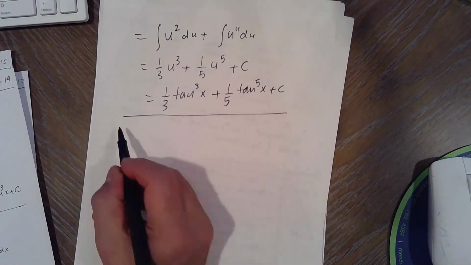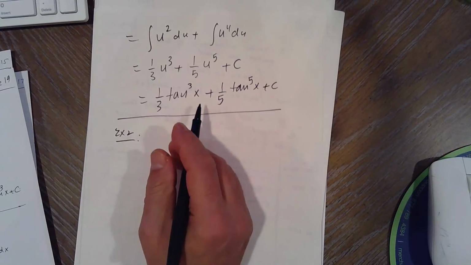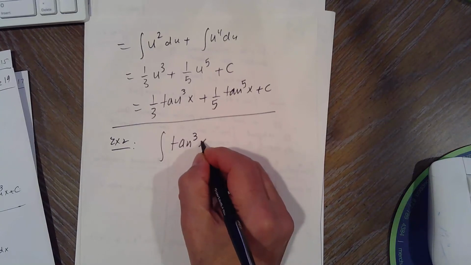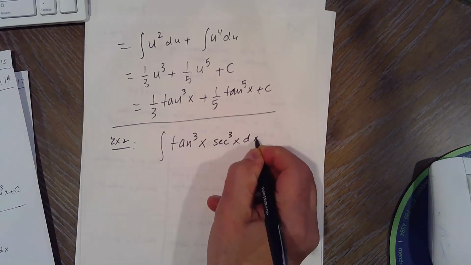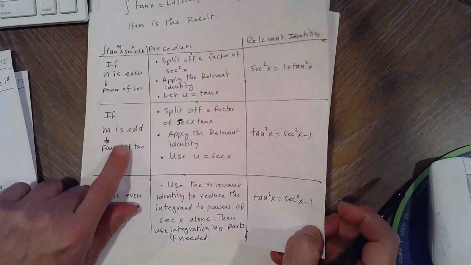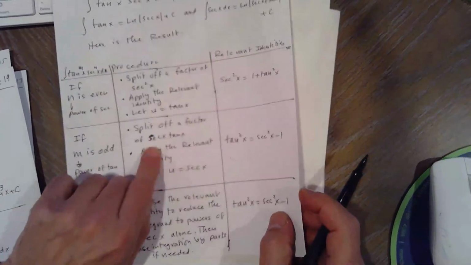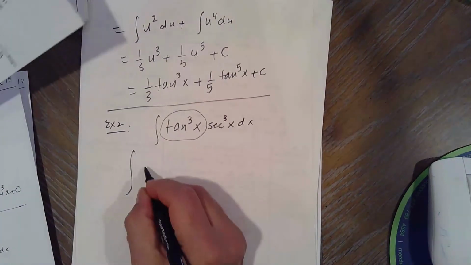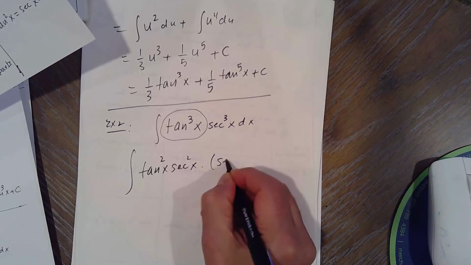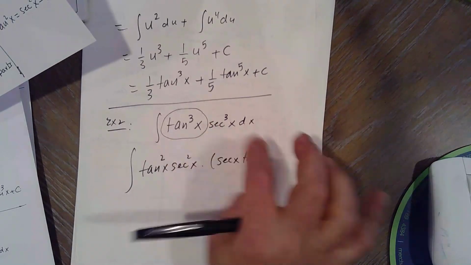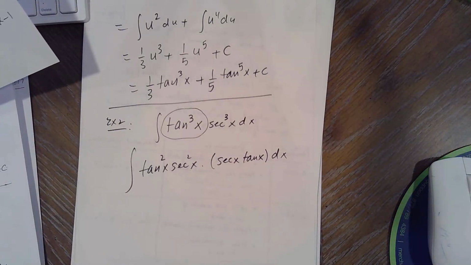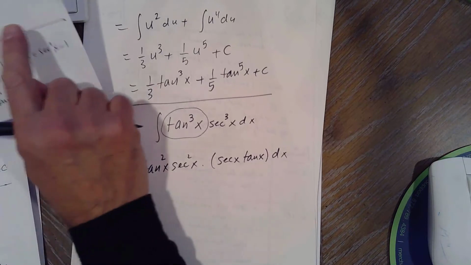All right, next example. We're doing the integral of tangent cubed x secant cubed x dx. So we have an odd power of tangent, which is 3. If m is an odd power of tangent, split off secant tangent. So we're going to do tangent squared x secant squared x, and then we want secant x tangent x. So we take one of each and put it together. Okay, and then use the relevant identity.